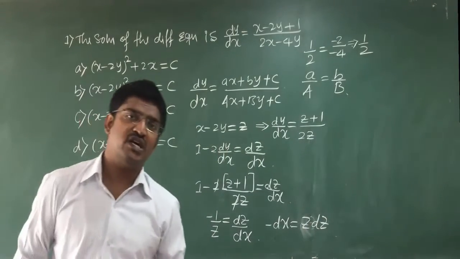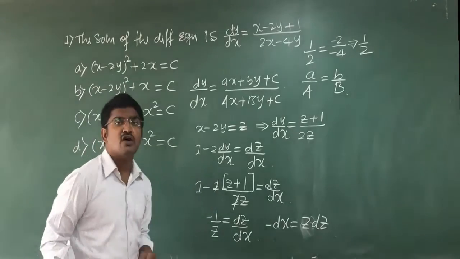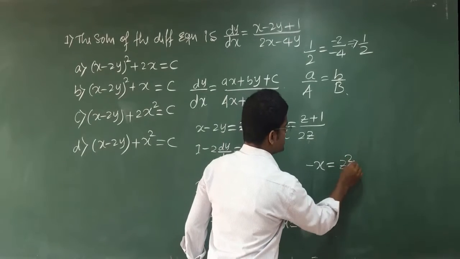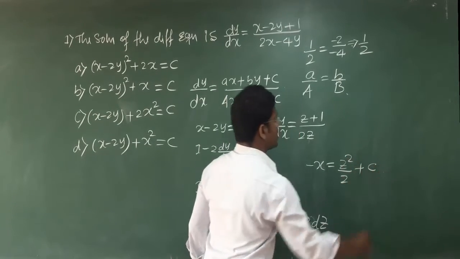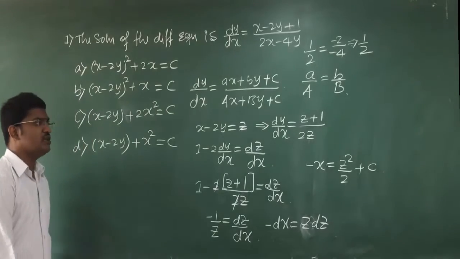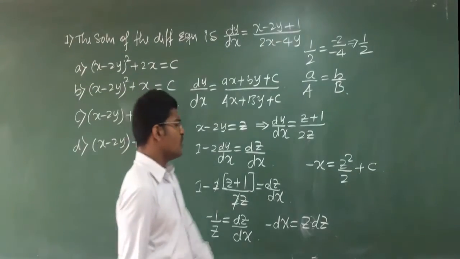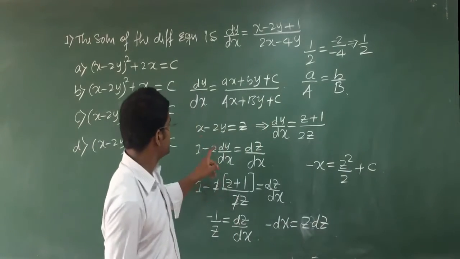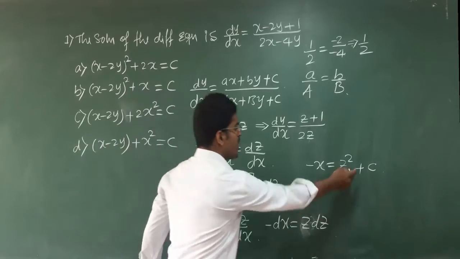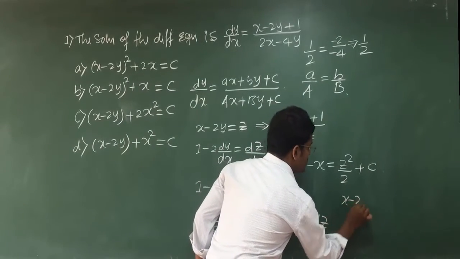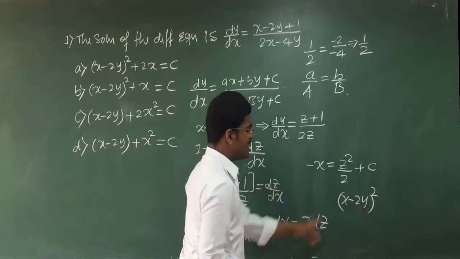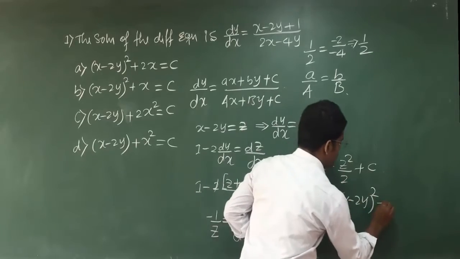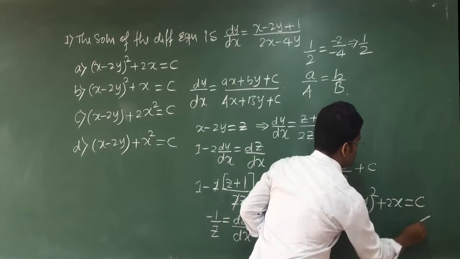Minus dx equal to z into dz. So if I integrate on both sides, you are going to have minus x equal to z square by 2 plus c. Now if I multiply this by 2, you are going to have z is what? Z is x minus 2y. So you are going to have x minus 2y whole square. I will multiply 2 for this, it will be minus 2x. So if I take it on that side, it will be plus 2x equal to c.